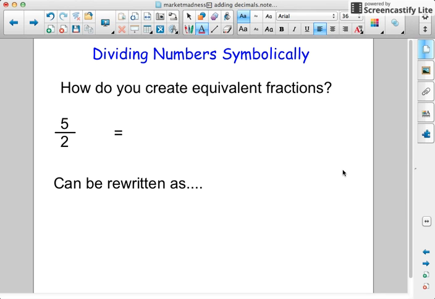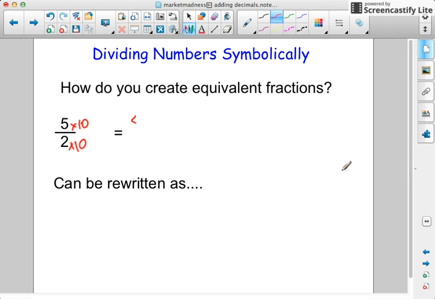We're going to go over dividing a decimal by another decimal in this video. But first, we're going to look at equivalent fractions. To find equivalent fractions, you can multiply the top and the bottom of a fraction by the same thing. A fraction can also be written as division. So these are actually the same things.